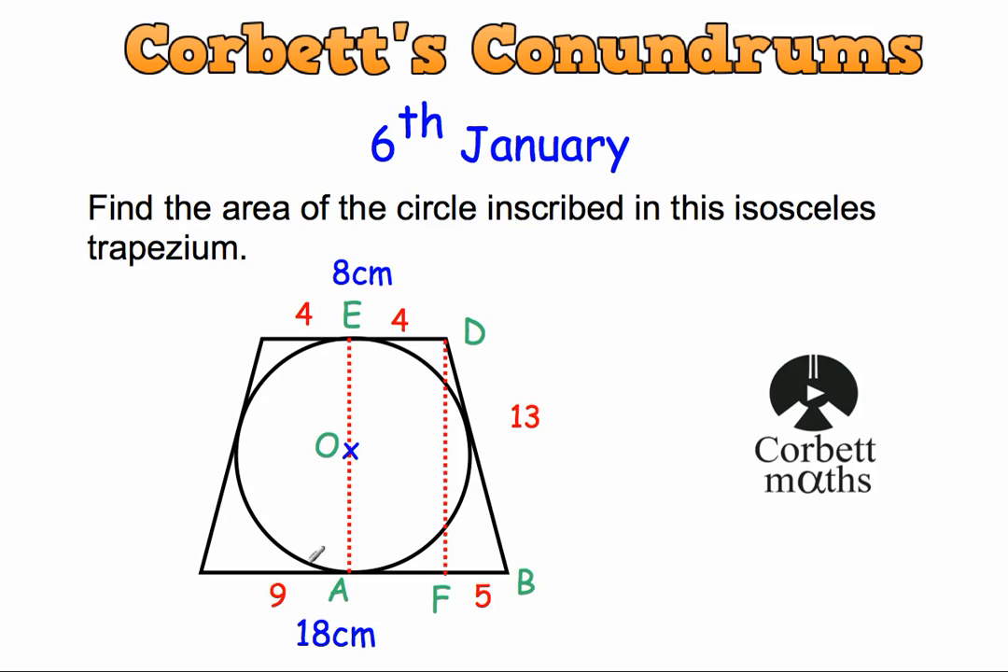Now we know that the distance from A to B is going to be 9 centimeters. I know that because A is the midpoint of the base. The base was 18, so it means you've got 9 on either side. So that means that from A to B is going to be 9 centimeters.